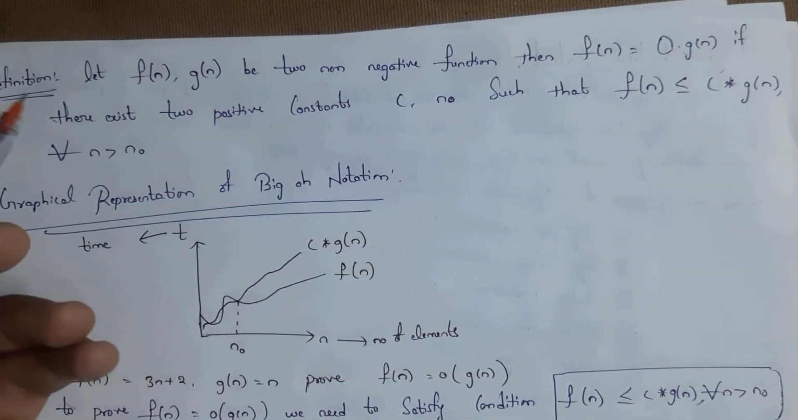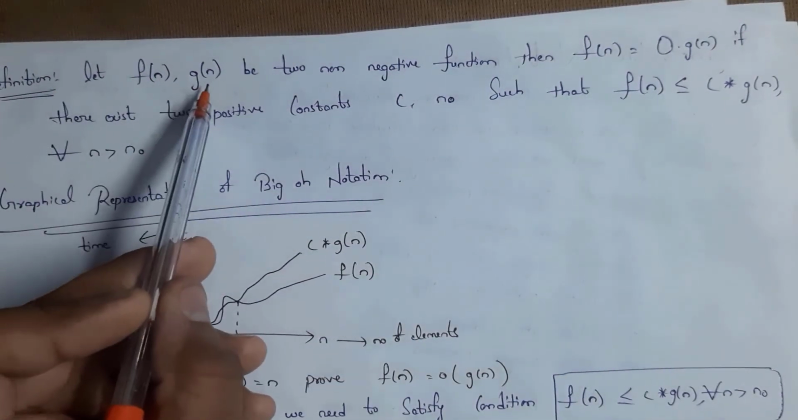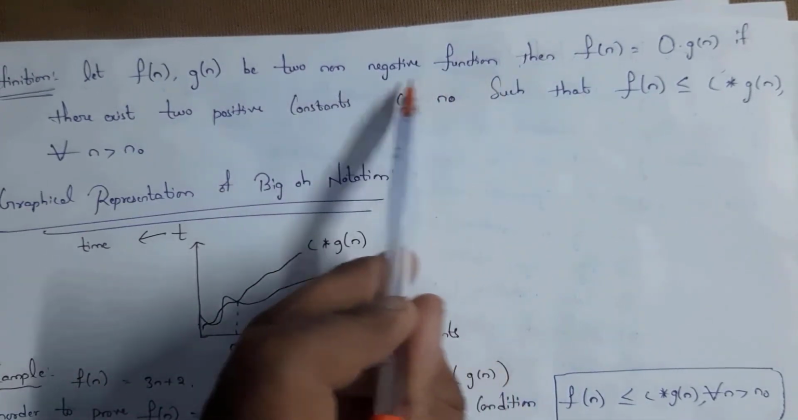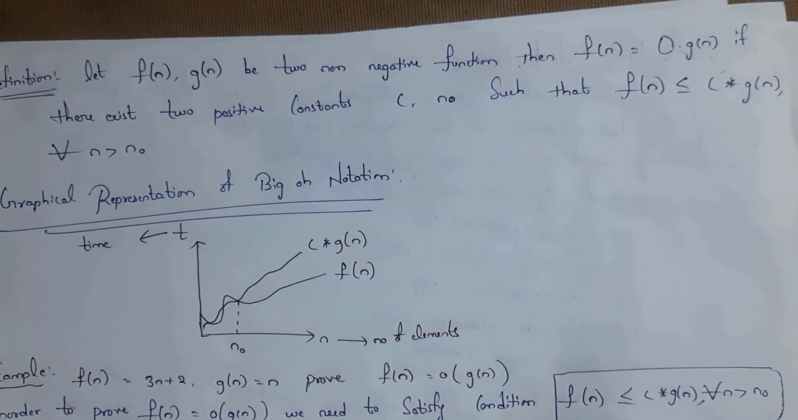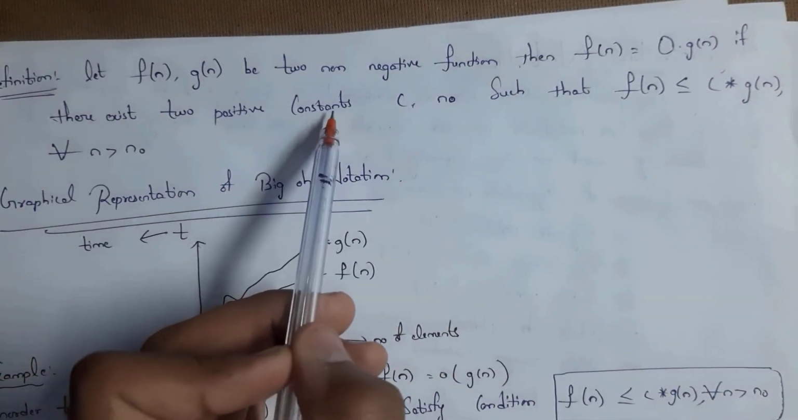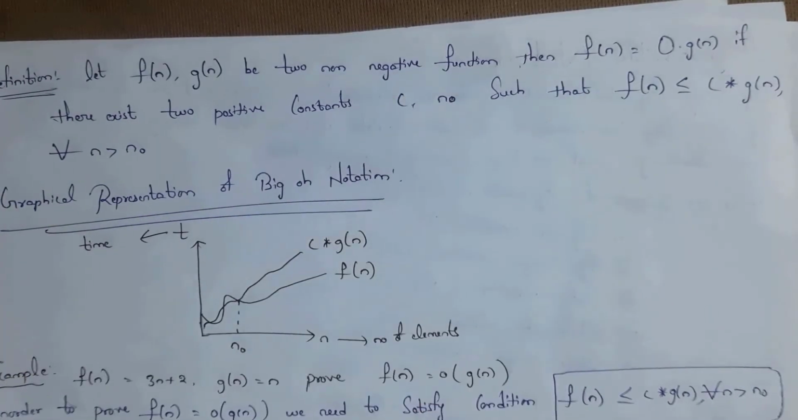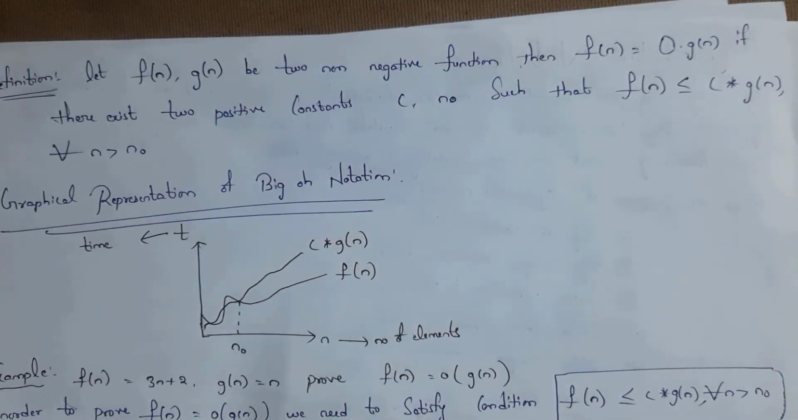Again I will explain this definition. Let f of n, g of n be two non-negative functions, then f of n is equal to O of g of n if there exist two positive constants, that is c and n naught, such that f of n is less than or equal to c into g of n for every n greater than n naught.